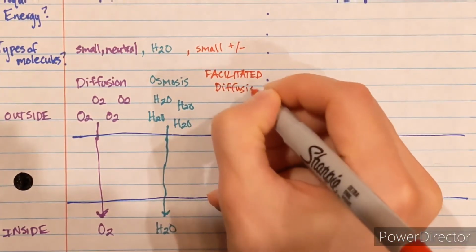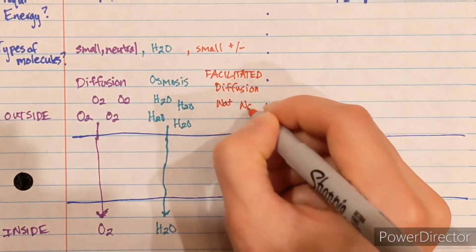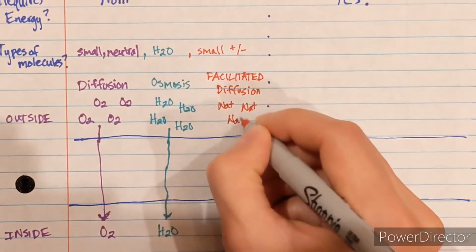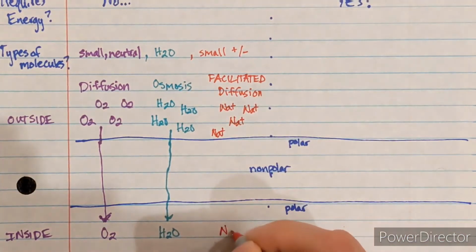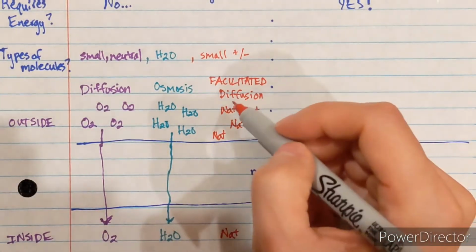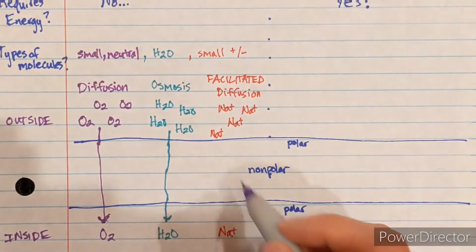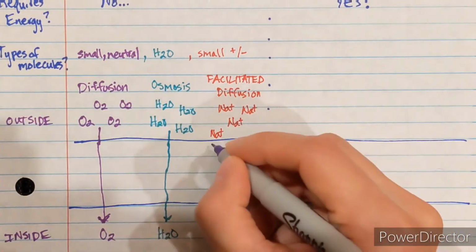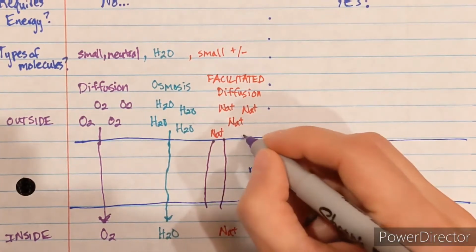It's still diffusion because I'm still going from a high concentration of particles to a low concentration of particles. So no energy is required. They will naturally go that way. The only issue is that they need an extra helper. Since normally they're repulsed by the nonpolar portion of the cell membrane, they're going to need a protein channel in order to get across.